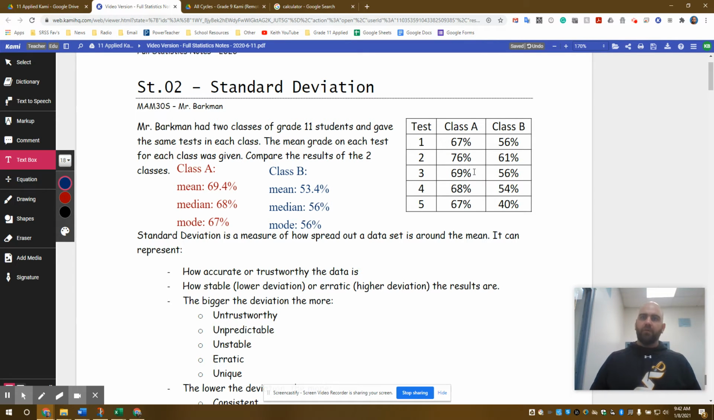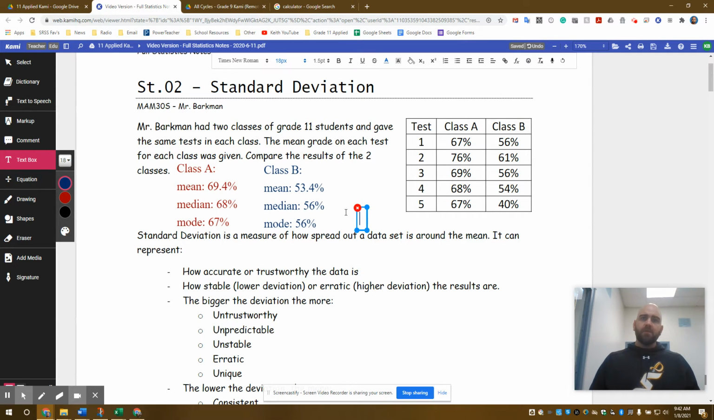So again, we're solving for our measures of central tendency. When we look at these two, you can definitely say the mean is better in class A, median better in class A, mode better in class A. So class A probably did better on their tests than class B. There are all sorts of different reasons for that, but in this case, that was just the way it was.